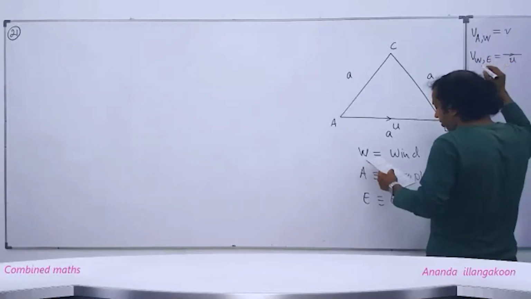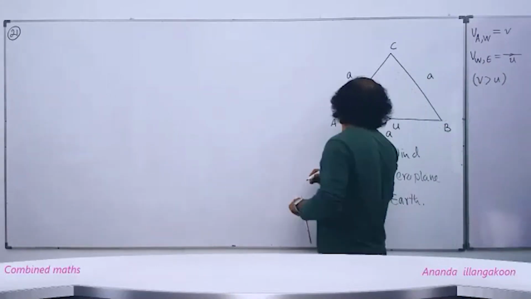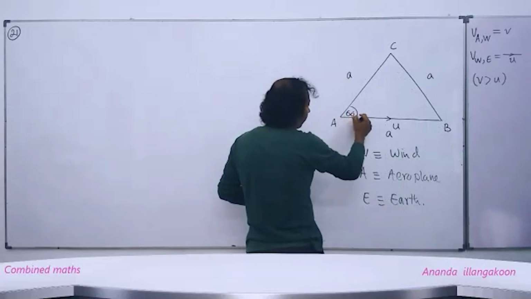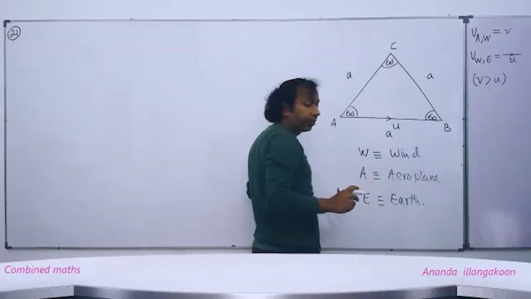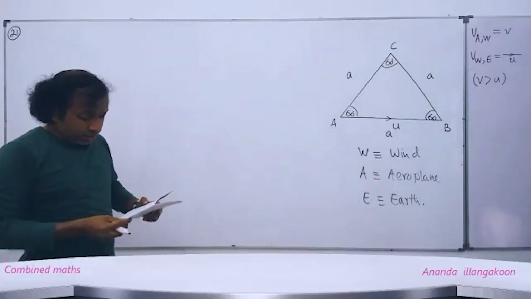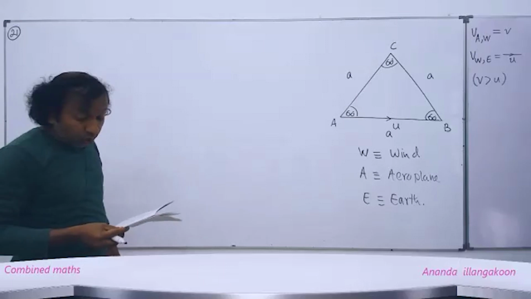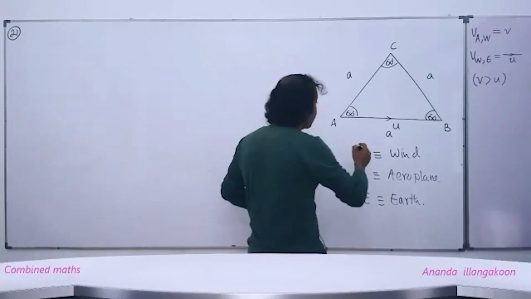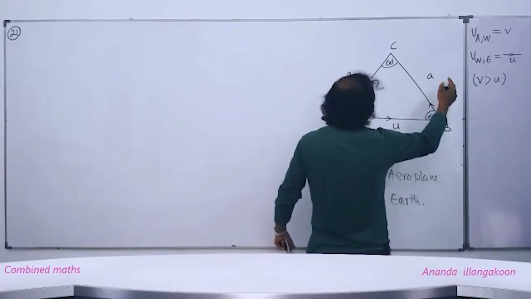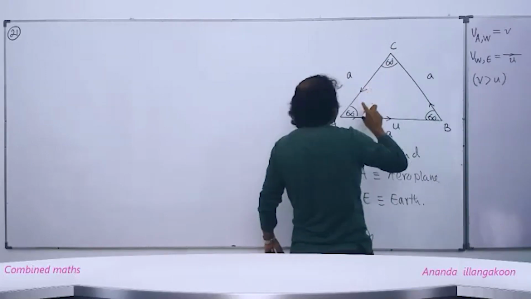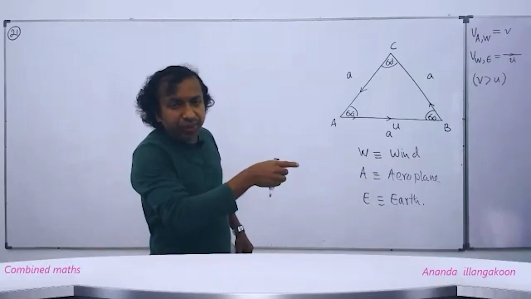Given that V is greater than u. This is an equilateral triangle, people. Therefore, the interior angle is 60. Then the question asks: show that the minimum time taken by the aeroplane to travel non-stop the course A, B, C, A. The aeroplane starts from A, comes to B, and B to C, and C to A. There are three journeys. First one is from A to B, then B to C, then C to A.